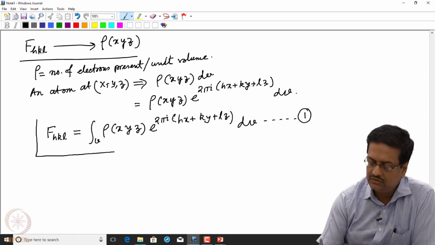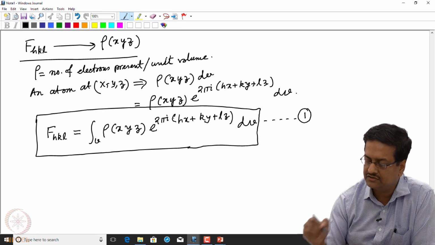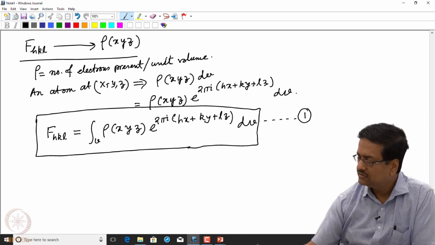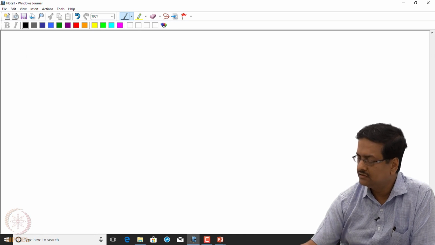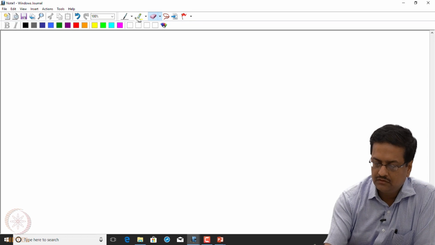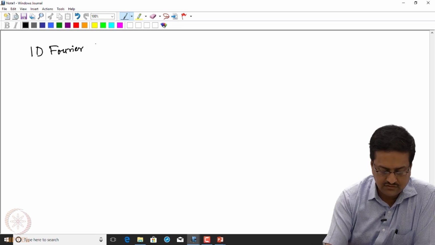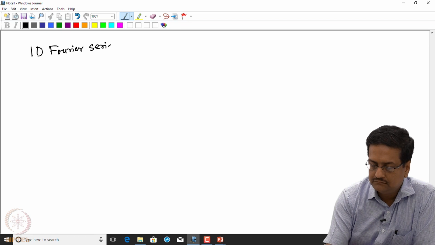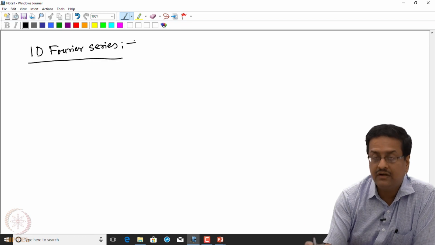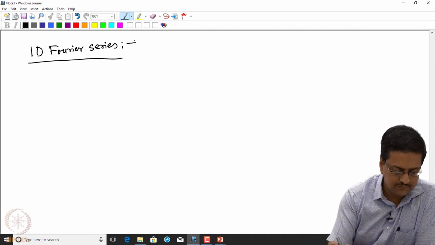We will need to refer to this equation in the next part of this lecture. Let us now try to understand what one-dimensional Fourier series is, because we will need these mathematical tools to understand the relationship between structure factor and electron density.